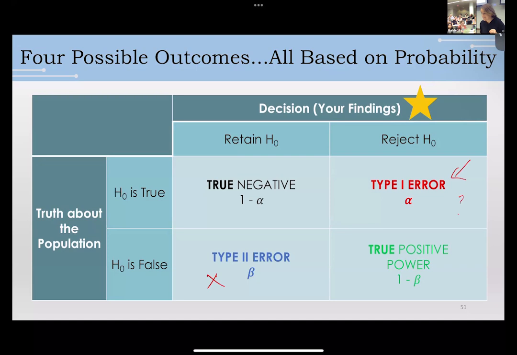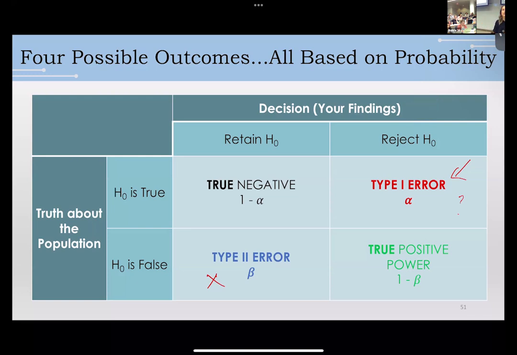We said it, right? What's the probability of making a type 1 error? 0.05. You just said it, right? If you decided to set your alpha rate at 0.01, then the probability of making a type 1 error would be 0.01, right? That's the one we do know.